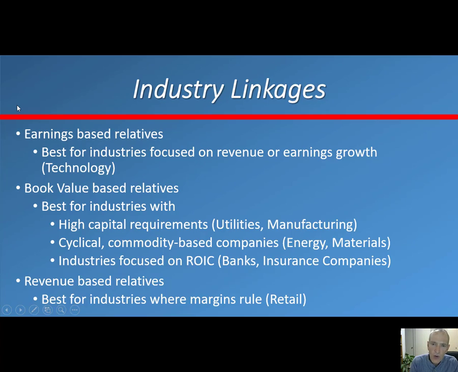So let's talk about which ratio to use for which industry. That's pretty critical to understand. I'm going to break them up into three types of industries. There are those that use earnings-based relatives like PE ratios and EV to EBITDA. There are those that use book value relatives, price to book value, and those that use revenue-based relatives, so EV to revenue. Earnings-based relatives, PE ratio, EV to EBITDA, EV to EBIT, are mainly for firms that are focused on revenue and earnings growth.